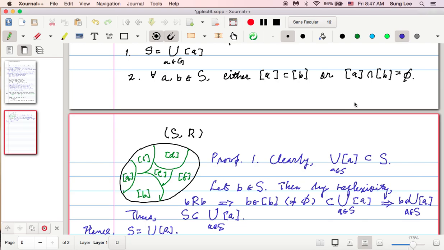If the equivalence classes of A and B are disjoint, with empty intersection, we are done, right? If not, we will have to show that they are the same thing. So that's the strategy we're going to use to prove this, okay?